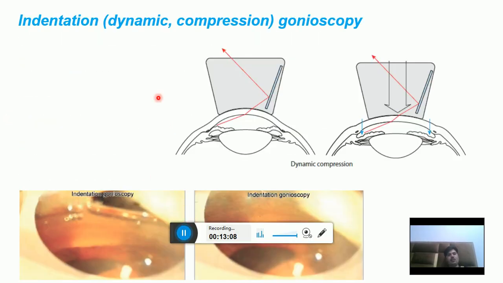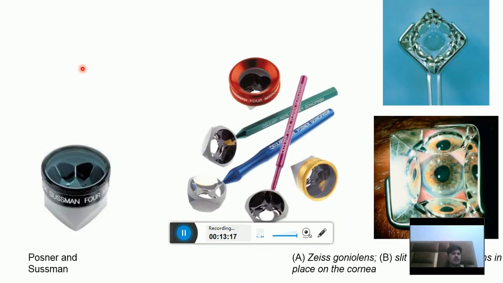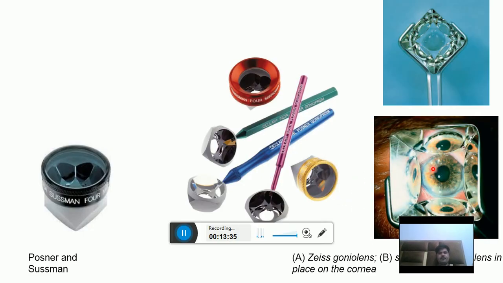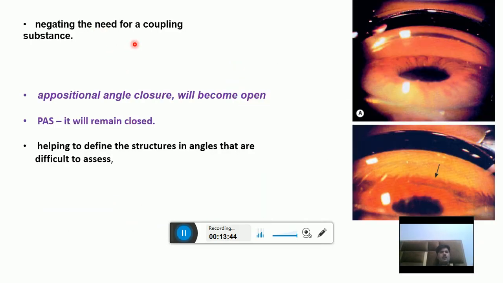Next is indentation gonioscopy, also known as dynamic or compression gonioscopy. The gonio lenses include the Zeiss lens and the Posner and Sussman lens. This is the slit lamp view of the lens in place on the cornea. This is the Zeiss lens. This is the Posner and Sussman lens. There is no need for coupling fluid because the contact surface of the lens has a curvature flatter than that of the cornea.